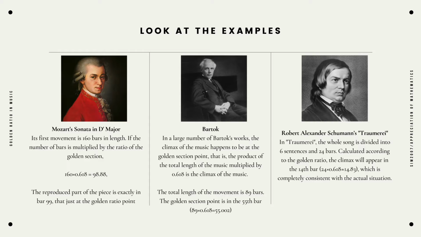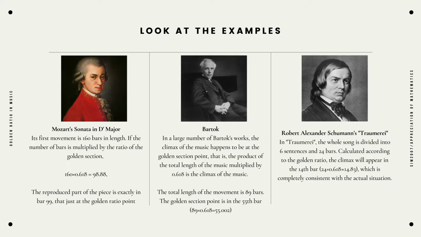The total length of the movement is 89 bars. The golden section point is in the 55th bar. Finally, there is Robert Alexander Schumann's Traumerei. In Traumerei, the whole song is divided into 6 sentences and 25 bars.